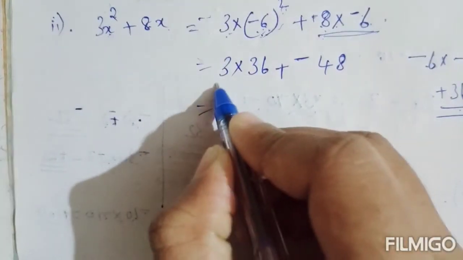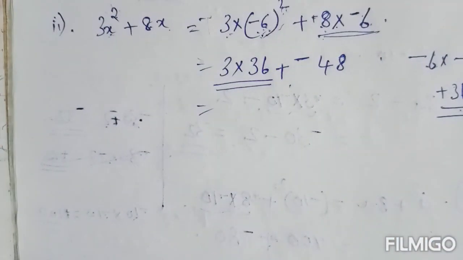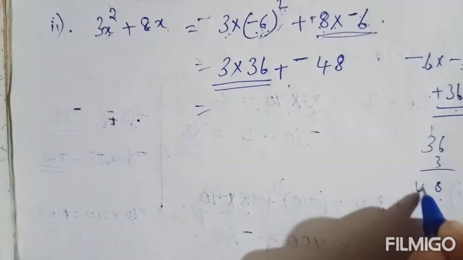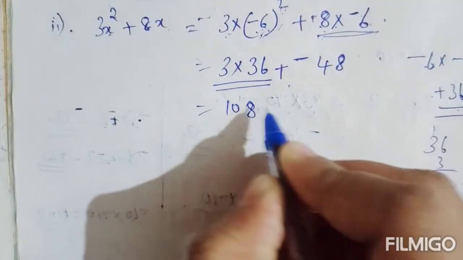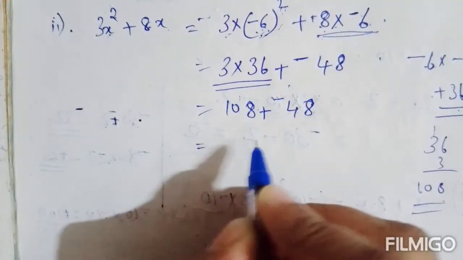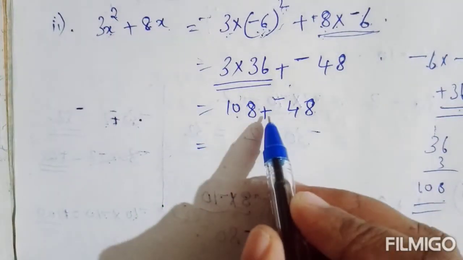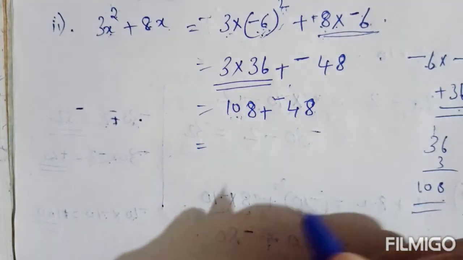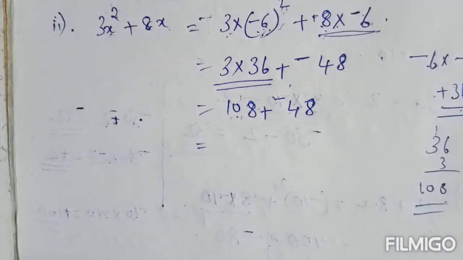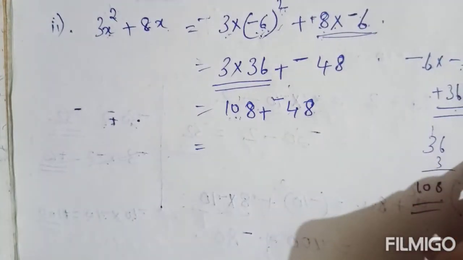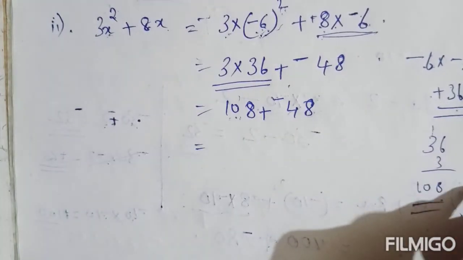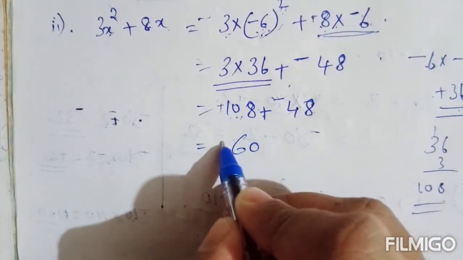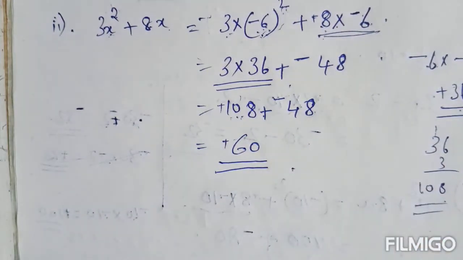Now we can find this multiplication. 3 into 36, what you will get? 36 into 3, it is 108. 108 plus minus 48, so what you will get? Positive number and negative number addition. So first we have to subtract 108 minus 48. You will get 60. Greater number is 108. Its sign is positive. So the answer will be positive 60.